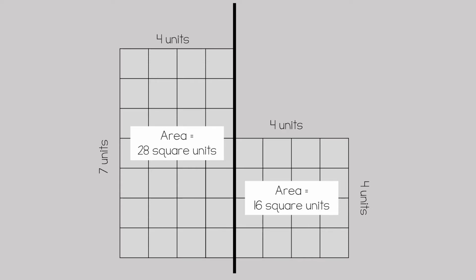Once I find the area of both of the figures, I add together the area from the 2 figures to find the area of the entire figure. 28 square units plus 16 square units equals 44 square units. So this rectilinear figure measures 44 square units of area.